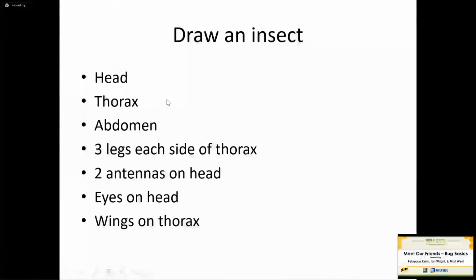But now that we have all of our key components, we're going to draw our favorite insect knowing this. So you can draw a butterfly, a ladybug, an insect that you think looks really cool. And we're going to make sure it has its head, thorax, abdomen, and its 3 legs. The 2 antennae, the eyes on its head, and if your insect has wings, the wings are in the thorax, and then, of course, its mouth parts.